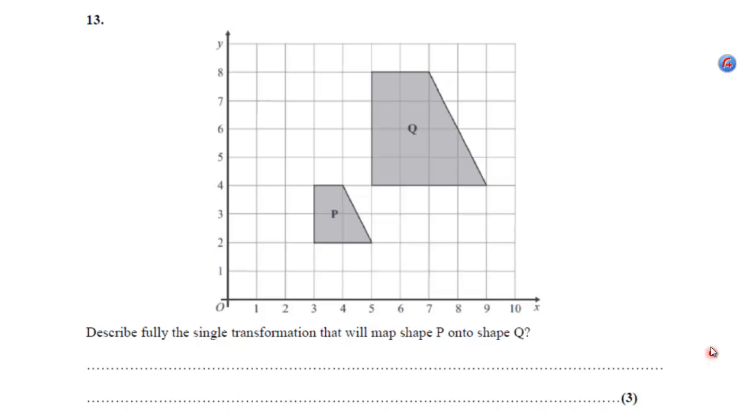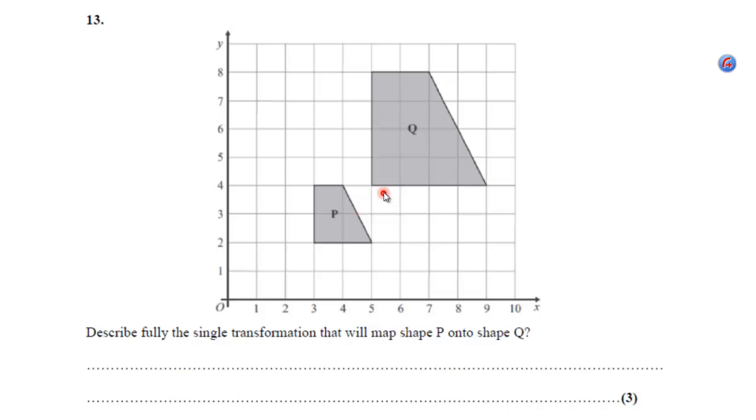Okay, this is question number 13. All right, read the question carefully. It says, describe fully the single transformation which will map shape P to shape Q. So remember, you're going from P to Q. Now, just by looking at this, you should have a good idea of what's necessary.